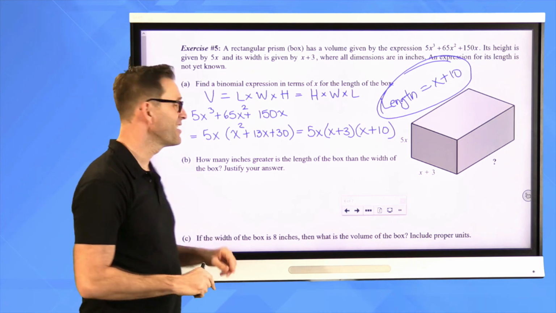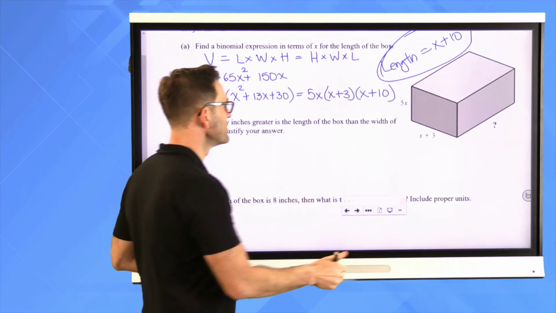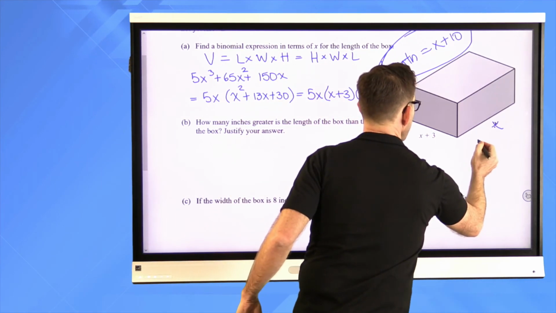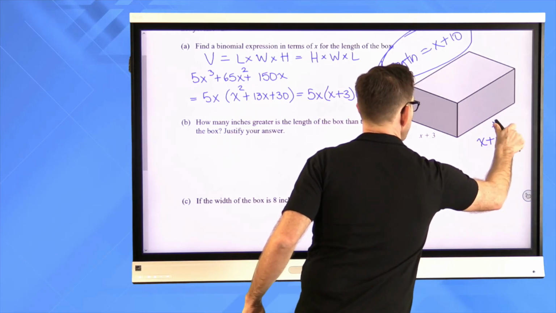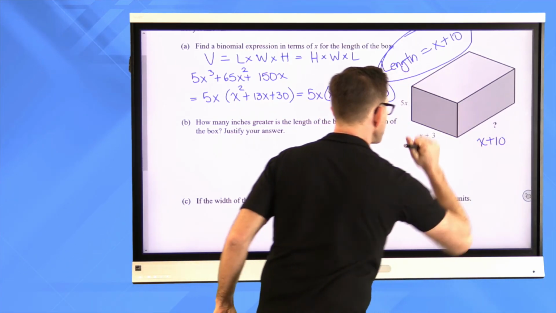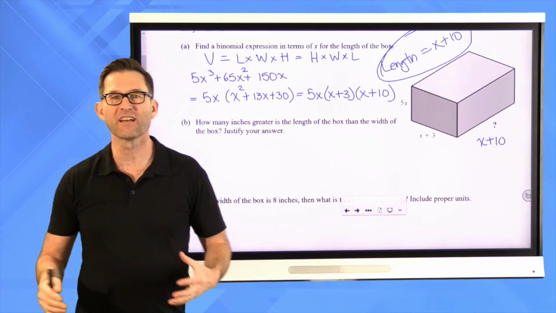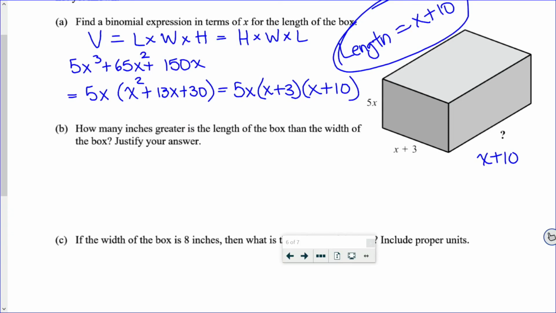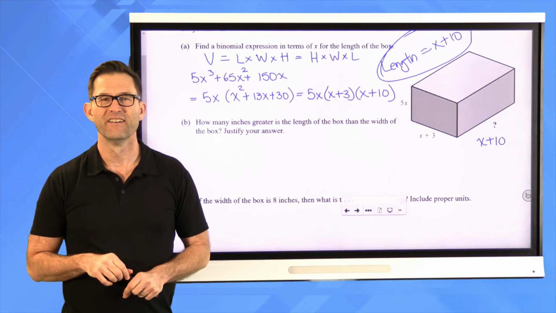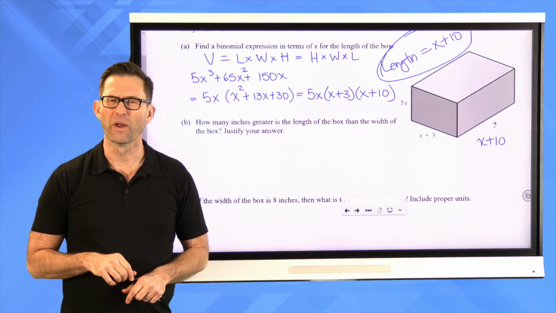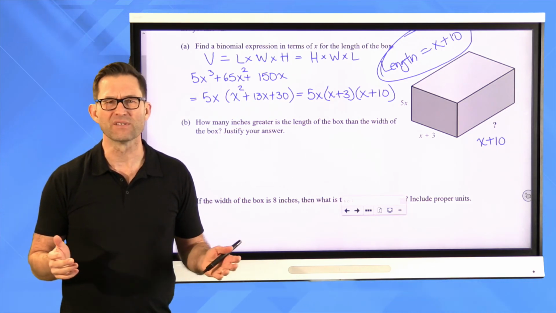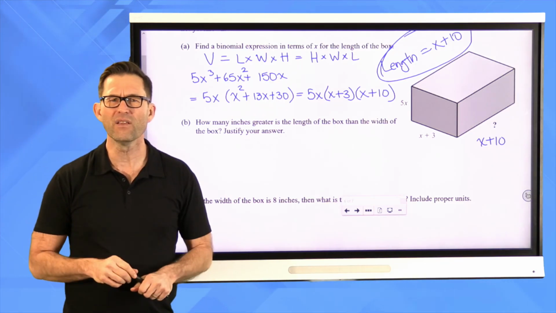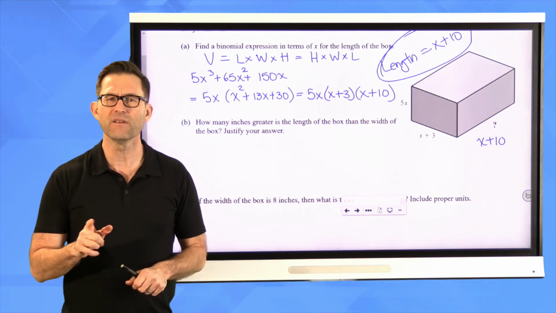All right, let's take a look at letter B. I'm going to actually fill this in right here too. It's x plus 10. Actually, I probably shouldn't cross it out. It makes it look like an x. All right, so I got 5x, x plus 3, and x plus 10. Let's take a look at letter B. How many inches greater is the length of the box than the width of the box? Justify your answer. That seems kind of weird that we can even make this call, but take a look at what we've got sitting here and see if you can answer this question.